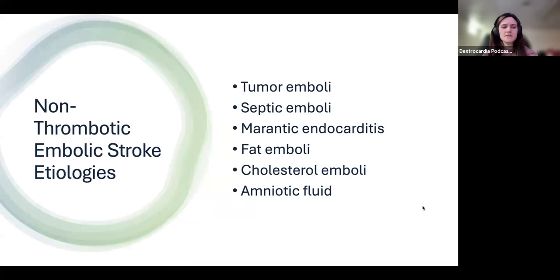So that brought up all these topics of the non-thrombotic embolic stroke etiologies. We'll be talking about tumor emboli, septic emboli, marantic or non-bacterial thrombotic endocarditis, fat emboli, cholesterol emboli, and then amniotic fluid emboli.